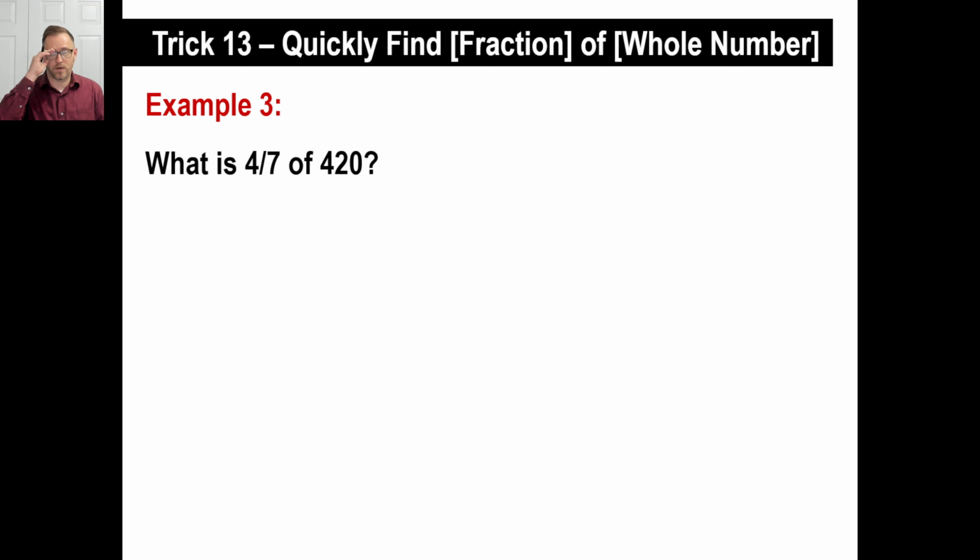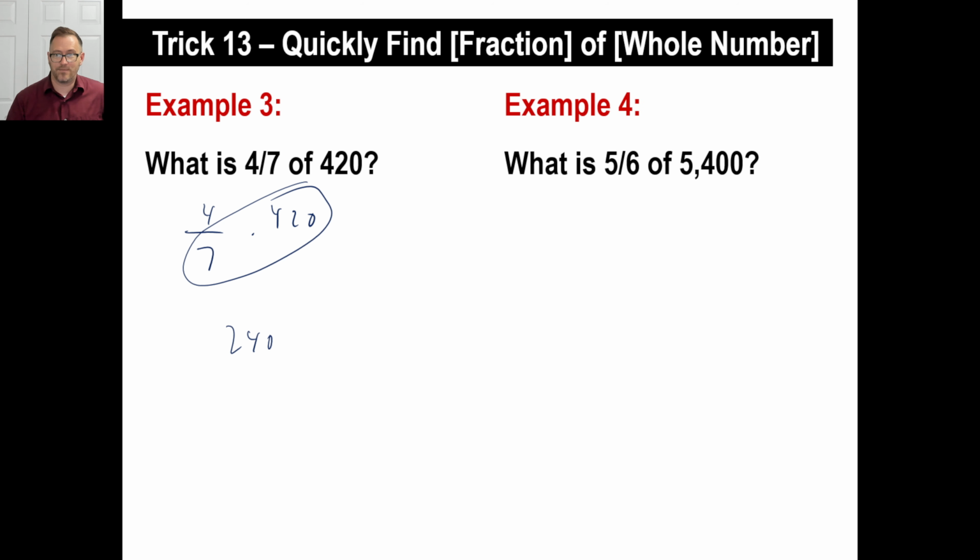4/7 of 420. Ooh. Okay, but just remember, you're multiplying and dividing. All right, that, of course, looks pretty easy, right? 420 divided by 7 is 60. 60 times 4, 240. That's it. Boom. Okay, another one. 5/6 of 5,400.